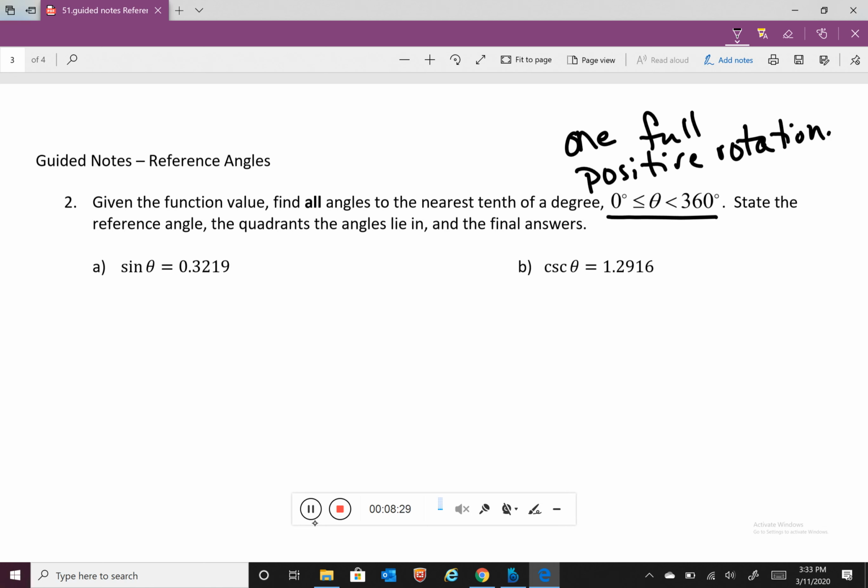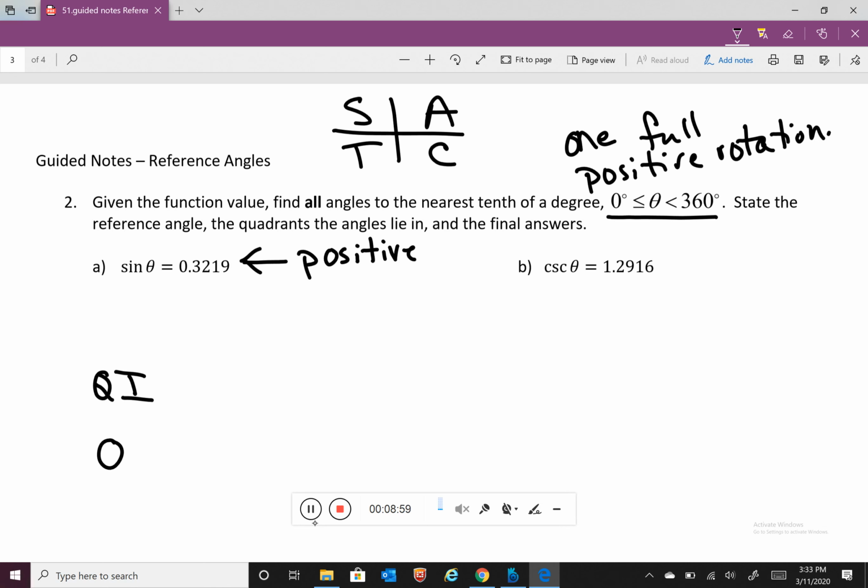So for our first example, we want to notice that sine of our angle is equal to positive 0.3219. So in order to figure out all of the angles that meet this definition, we want to figure out where our answers lie. And sine is positive. Remember this? Sine is positive in quadrants 1 or 2.